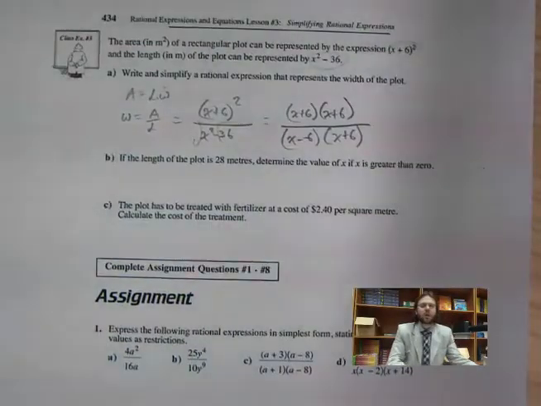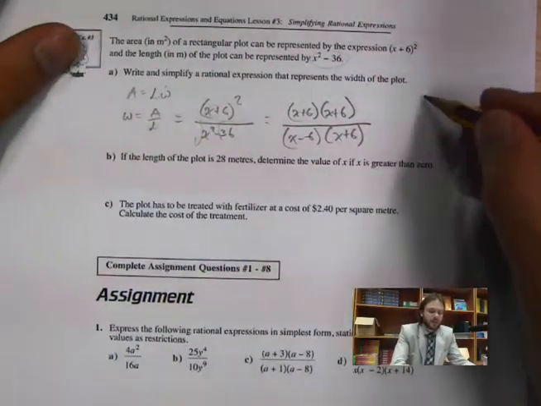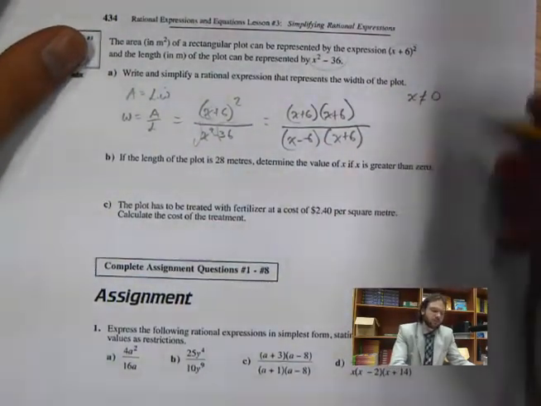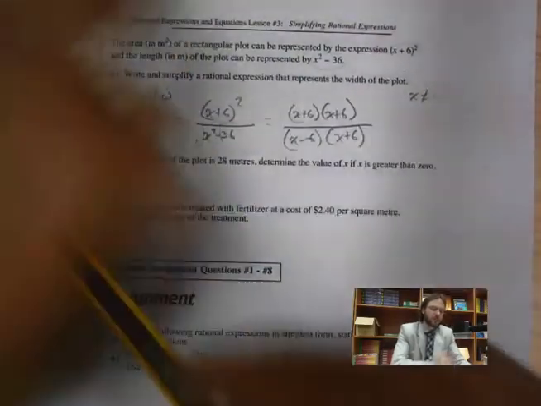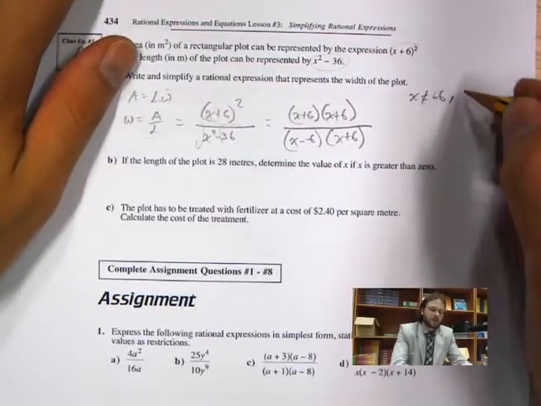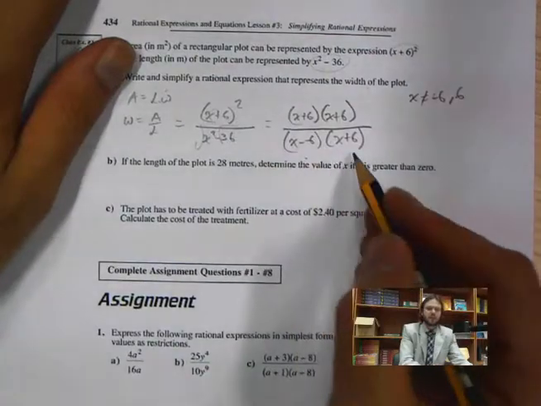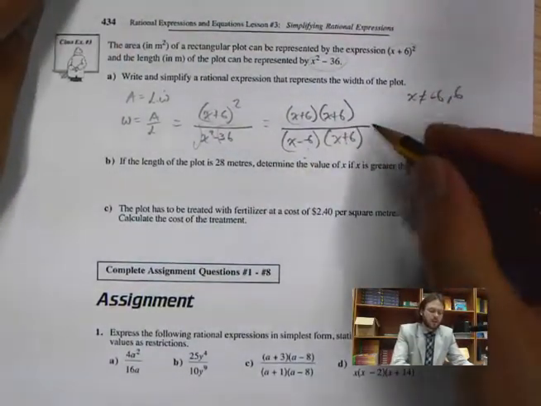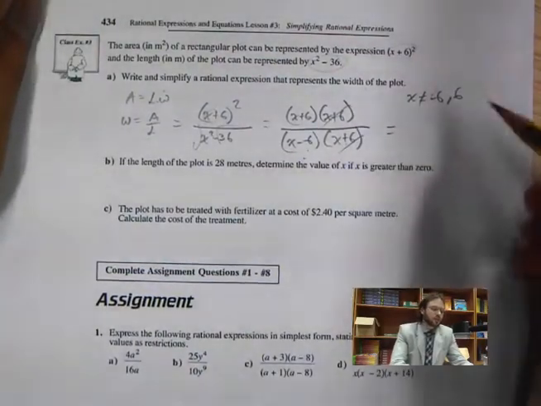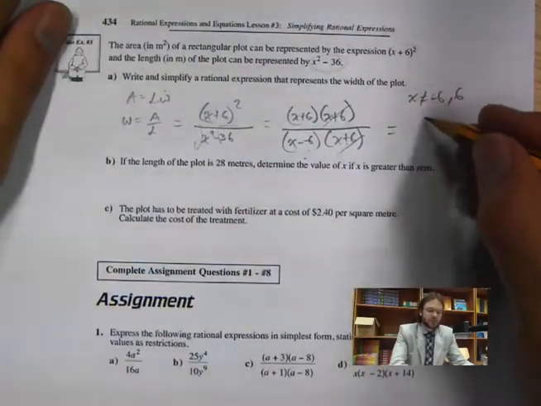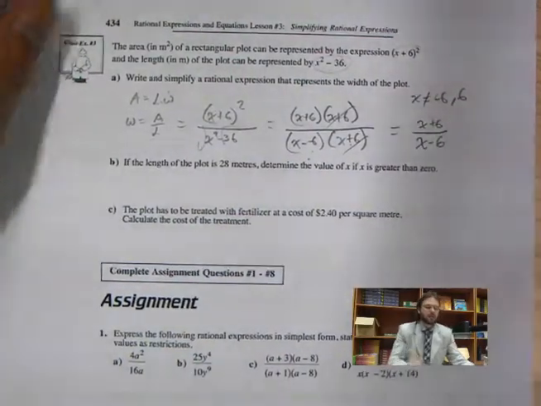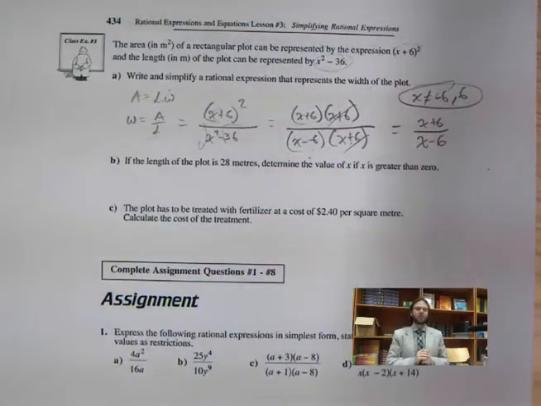So what can my x not equal? By looking at this, x cannot equal negative 6 and 6, right? X cannot equal negative 6 and 6. And we look at this, x plus 6 cancels off. So my width is actually equal to x plus 6 divided by x minus 6. And we know that x cannot equal those.